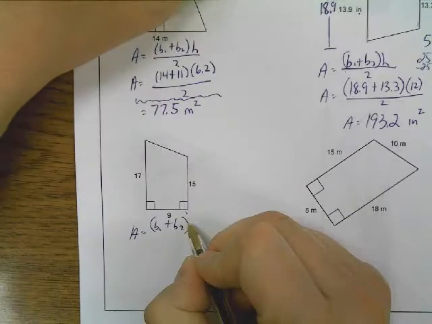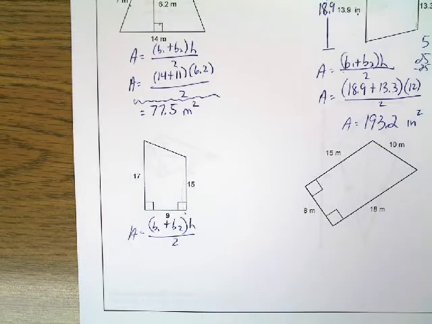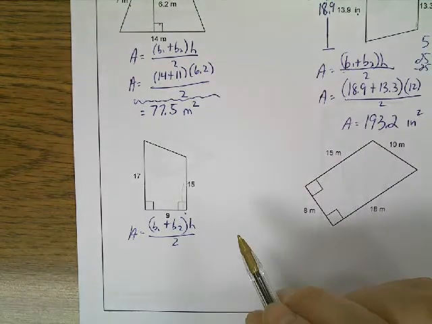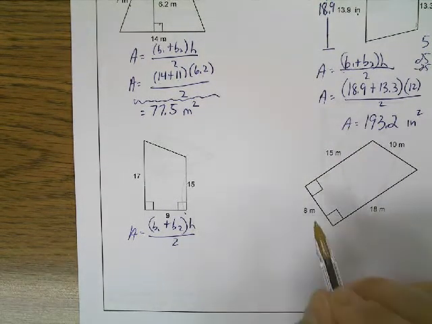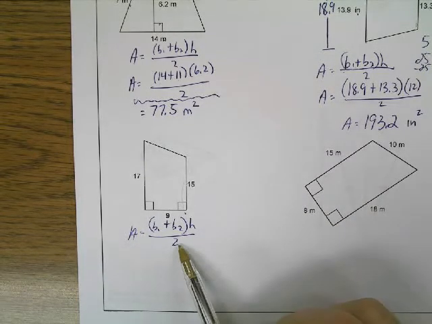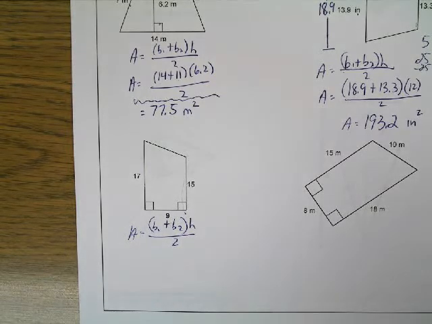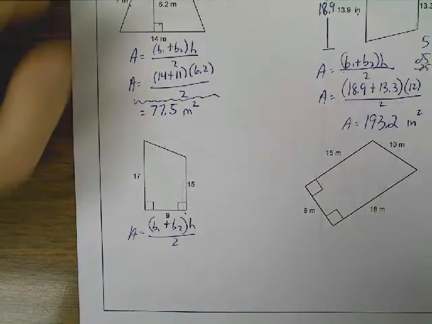Base 1 plus base 2 times height divided by 2. The thing is, you have to add the bases together first before you multiply by the height, because you have to follow order of operations. But if you type this in the calculator using the control divide and type it in exactly like you see it, you won't have to worry about that.